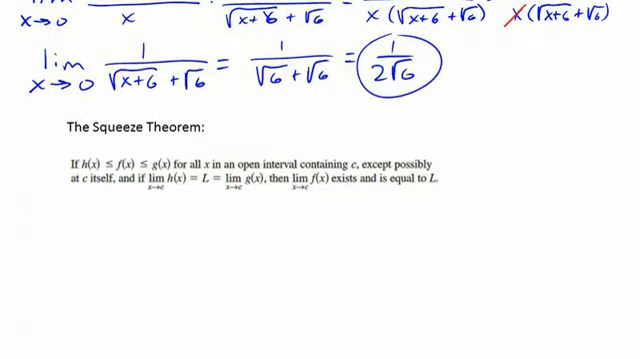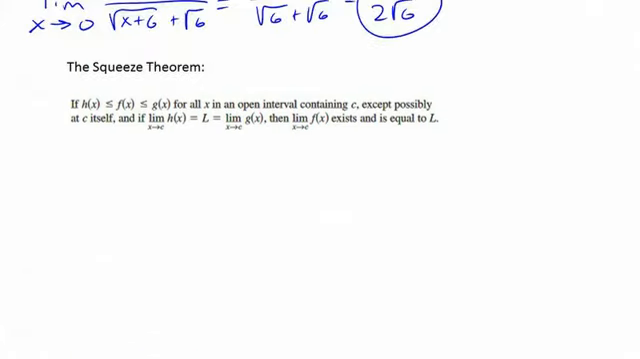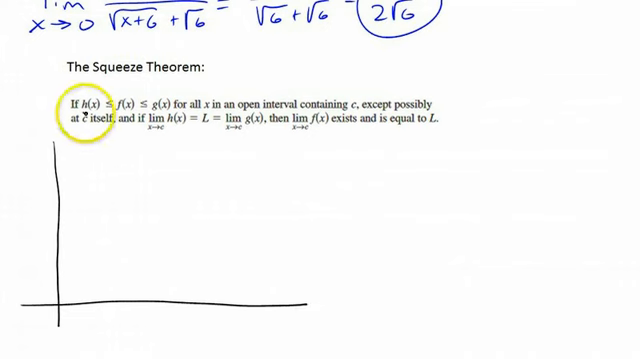Okay, now I need to talk about this squeeze theorem here. And what it says is, if I've got three functions, and h of x is always less than or equal to f of x, and both of those are always less than g of x, then if the limit of h of x equals L, which also equals the limit of g of x, then the limit of f of x exists and is equal to L. Alright, that sounds kind of confusing, but here's what's going on.